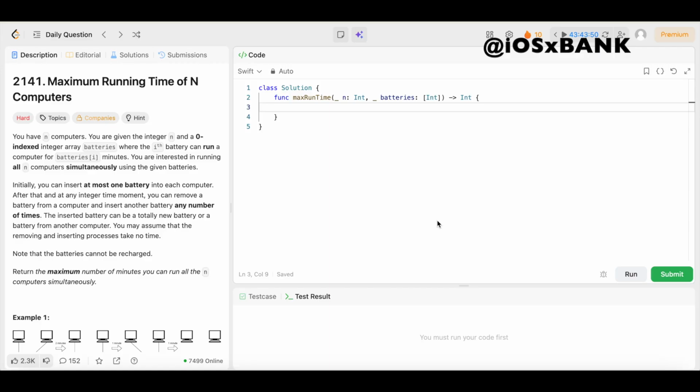And today we have question number 2141, maximum running time of N computers. The difficulty level is hard, but don't worry because you already know we're going to keep the solution as simple and easy to understand as possible.